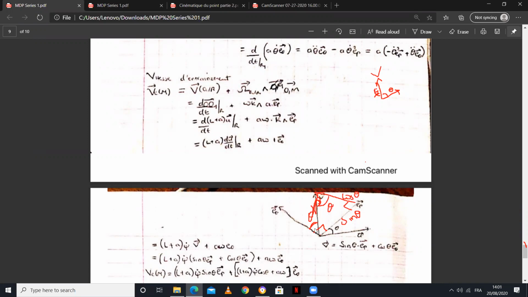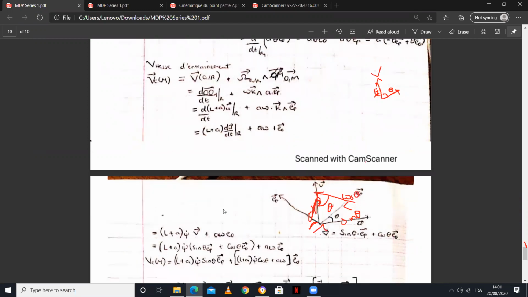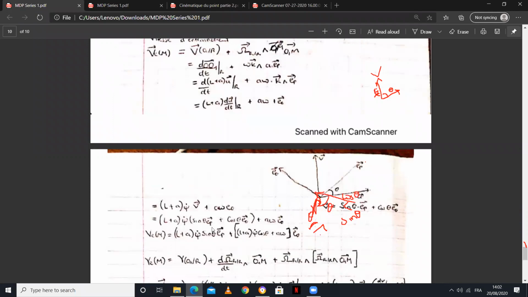So V is going to be equal to sine theta e rho plus cos theta e theta. And where there's V there, you just replace with that. That means you would have successfully expressed V in terms of e theta and e rho, and you'll get your final answer for vitesse d'entraînement after you simplify this expression there. Est-ce que c'est clair?